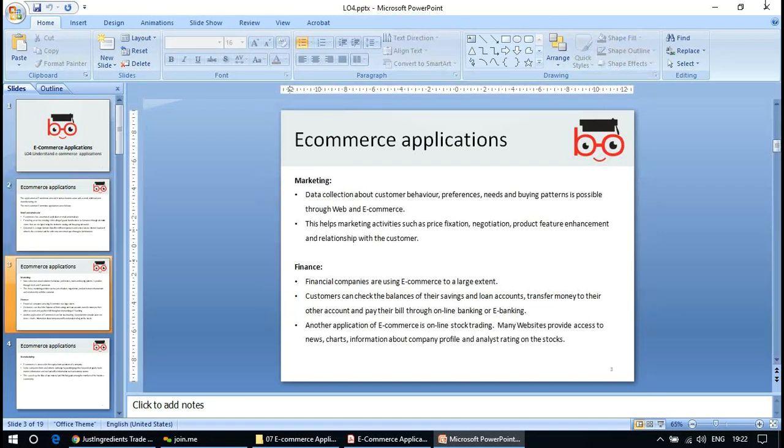Then marketing is a kind of application, like data collection about customer behavior, preferences, needs, and buying patterns, which is possible through the web and e-commerce. This helps marketing activities such as price fixation, negotiation, product feature enhancement, and relationship with the customer. So applications related to marketing are one kind of application as well.